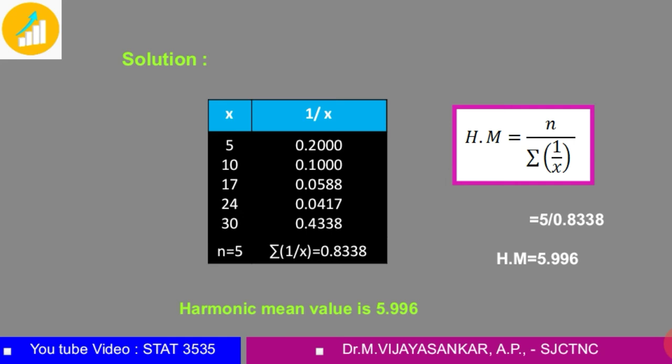Now summing these values of summation 1 by x, we get 0.8338. Substituting these two values in our formula, we get our final result. N value is 5, sum of 1 by x values is 0.8338. Dividing these two values, we get 5.996. That is our harmonic mean value.